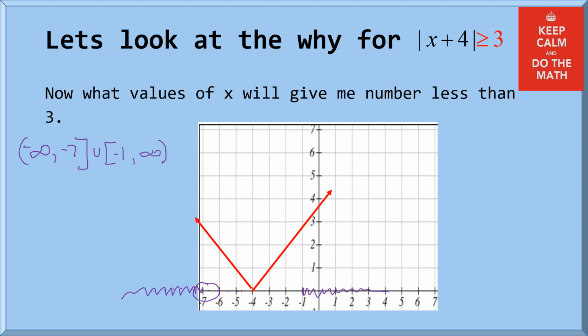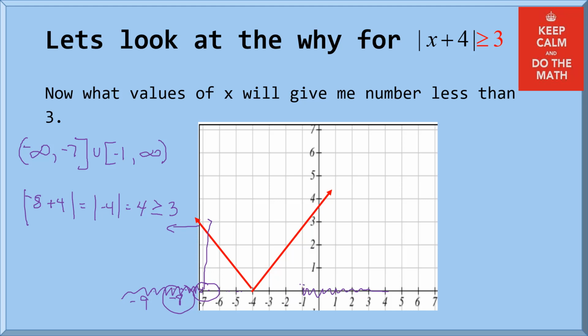So let's pick a couple. Let's say our graph went out here. Let's take -8 and plug it in. -8 plus 4, the absolute value of that. So the absolute value of -4 is 4. And in this case, we were saying what numbers are greater than or equal to 3. So this is true, so -8 works. So everything on my graph going this way is going to work. I could take -9, for example, and plug that in.